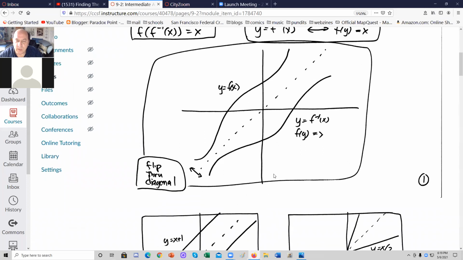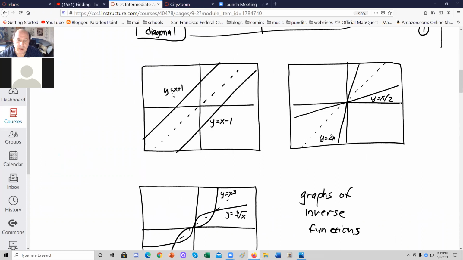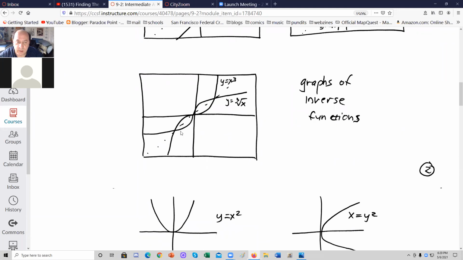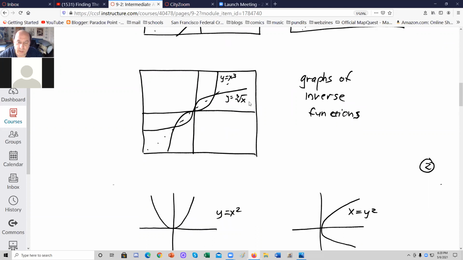So for example, here's the graph of y equals x plus 1. Flip through this diagonal, which incidentally is the graph of y equals x, and you get this graph, the graph of y equals x minus 1. Here's the graph of y equals 2x. Flip through the diagonal, and you get the graph of y equals 1/2 x; doubling and halving are inverse operations. This is the graph of y equals x cubed. Flip it through the diagonal, and you get this S-shaped graph, y equals the cube root of x.